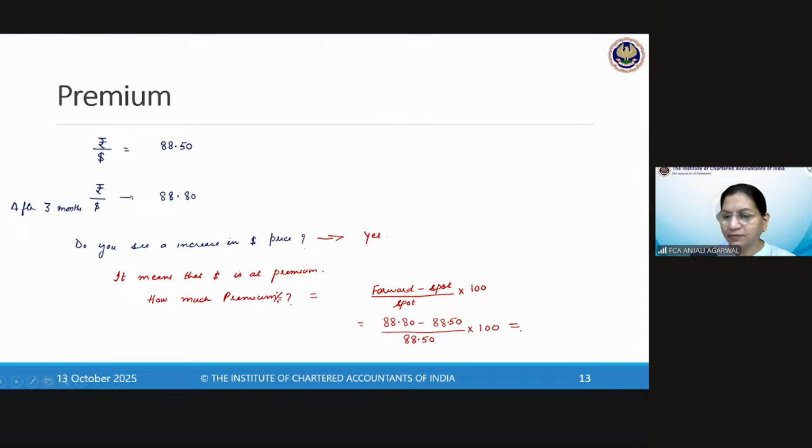So what does it come out to be? 0.30 divided by 88.5, right? So the dollar is at 0.3389, or we can say 0.34%, rounded off.